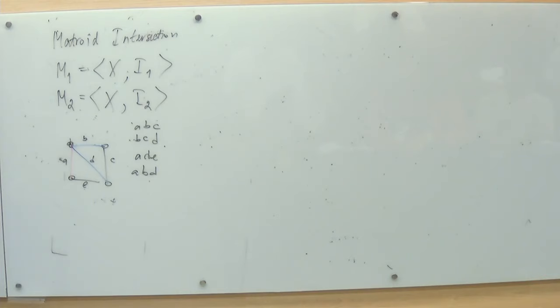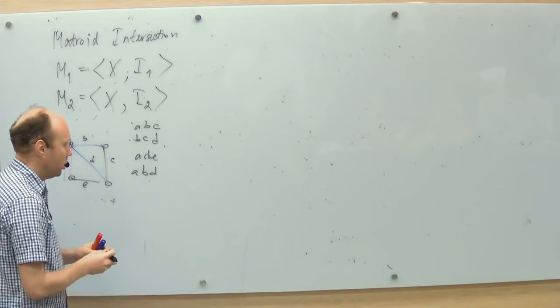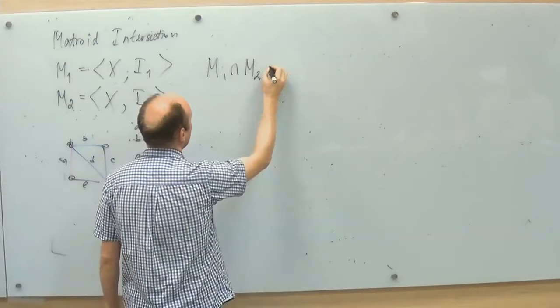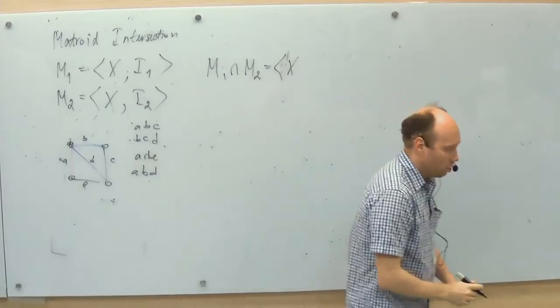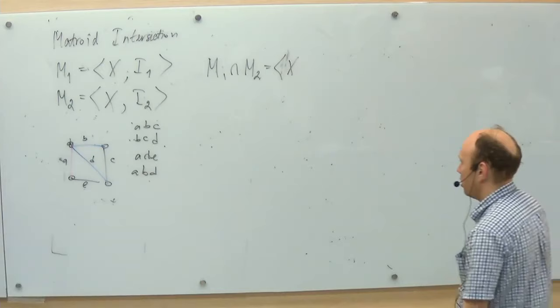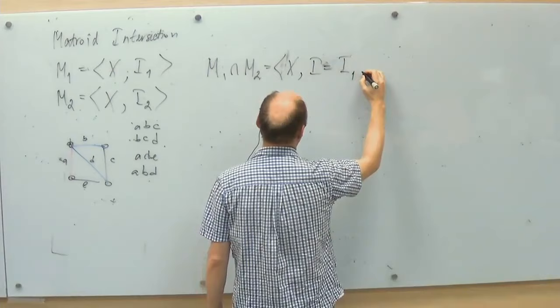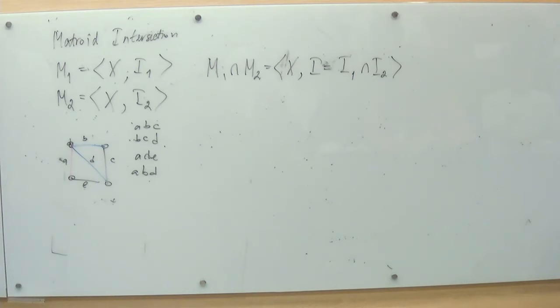So we say that a matroid intersection is the combinatorial object M1 intersected with M2. It also has a set of objects, and we say that independent are those objects that are independent in both of our original two matroids. So that is a matroid intersection.